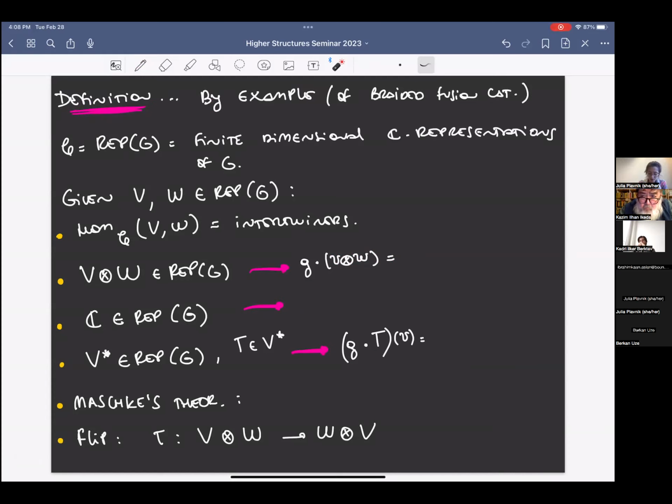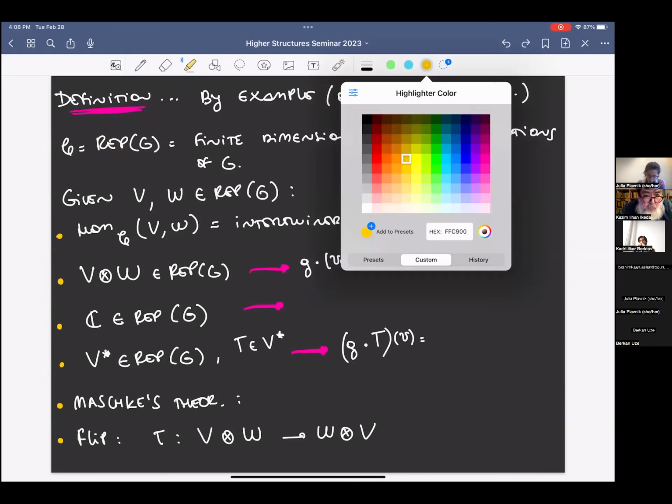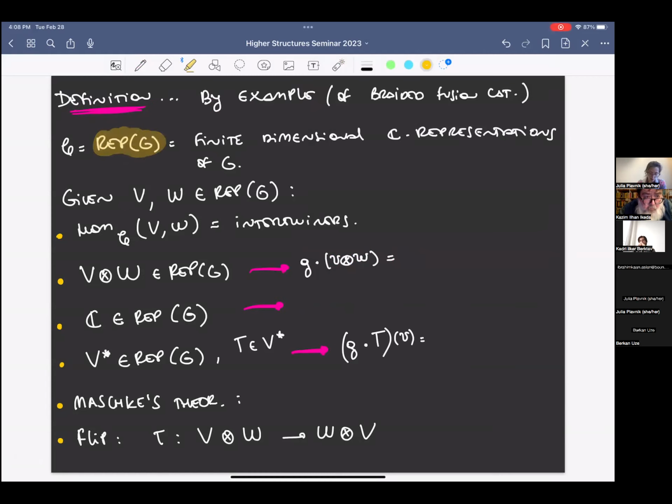But what I will do is use this example of finite dimensional representations of a finite group to give you the idea of what a fusion category is first, and then a braided fusion category.